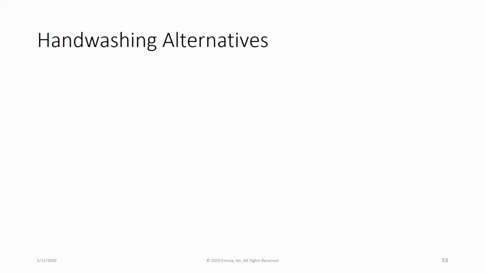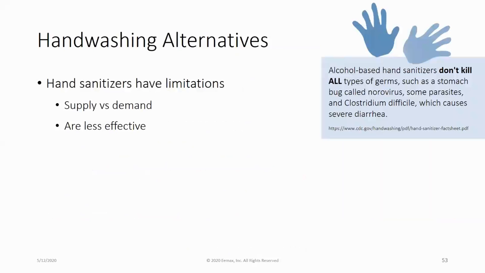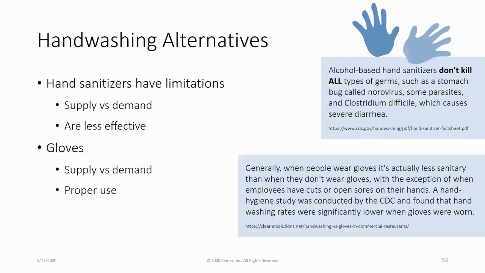Hand washing is important, but there are always alternatives. Hand sanitizers come in very handy, but they have limitations, whether it's supply and demand or the effectiveness. We know hand sanitizer is based on alcohol content, and it may not always be as effective. Gloves, while they have the right intention, can be extremely effective if used properly. The challenge is that using them properly is generally not the case.